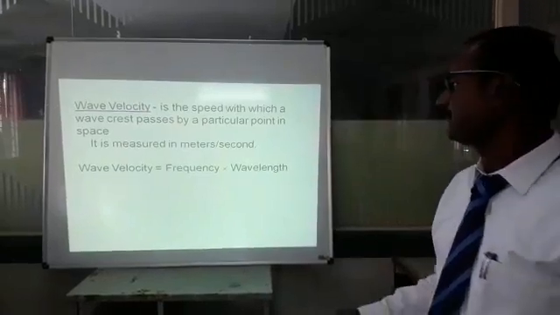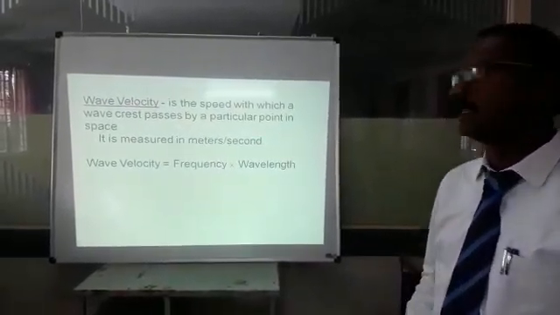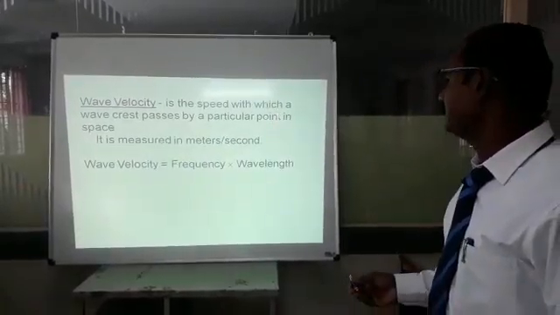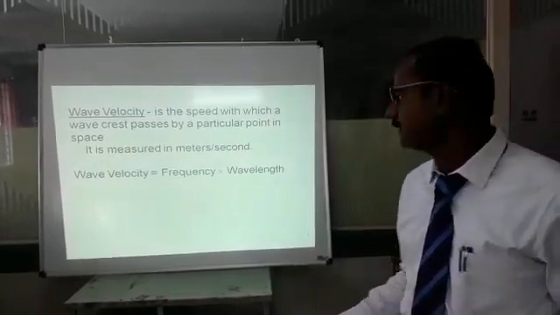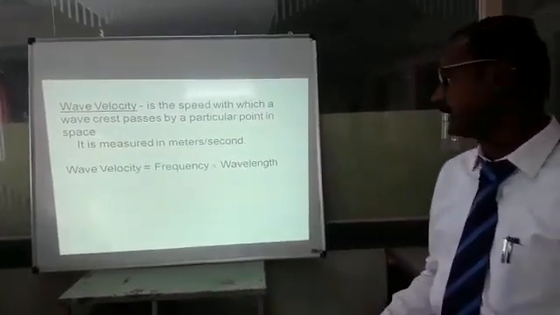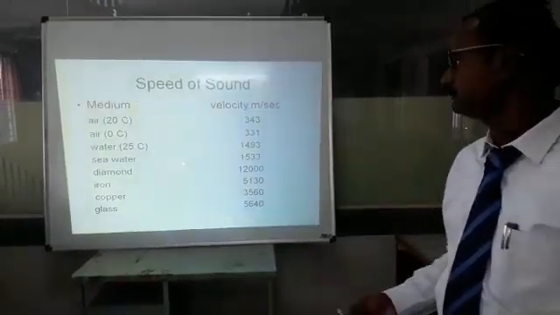Wave velocity. Velocity is displacement with respect to time. What is meant by wave velocity? It is the speed with which a wave crest passes by a particular point in space. It is measured in meters per second. Wave velocity is equal to the multiplication of frequency and wavelength.